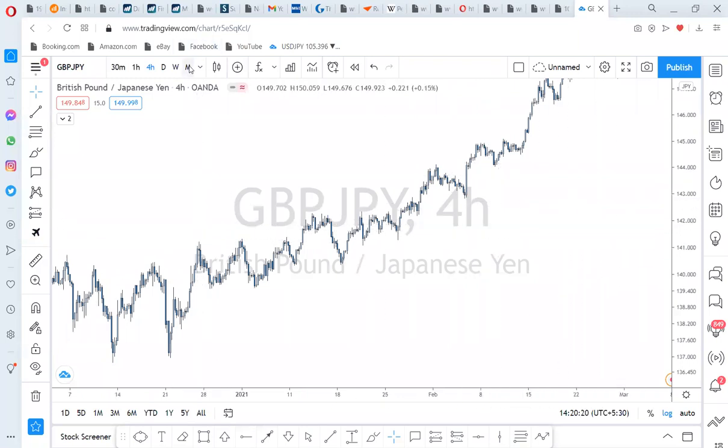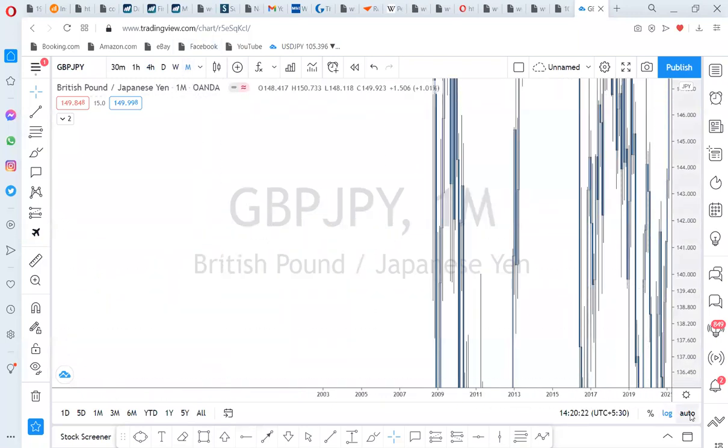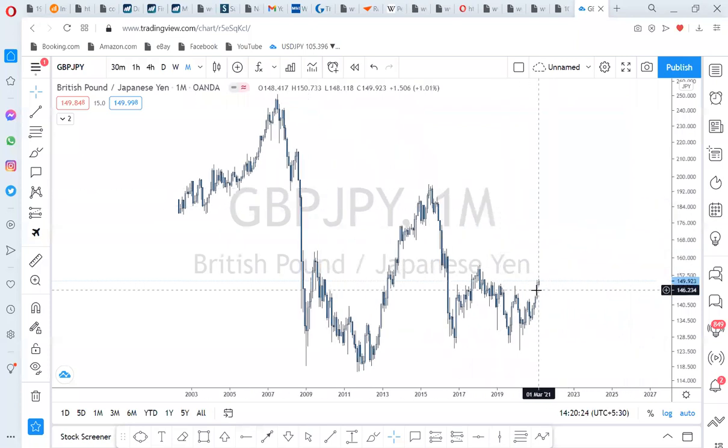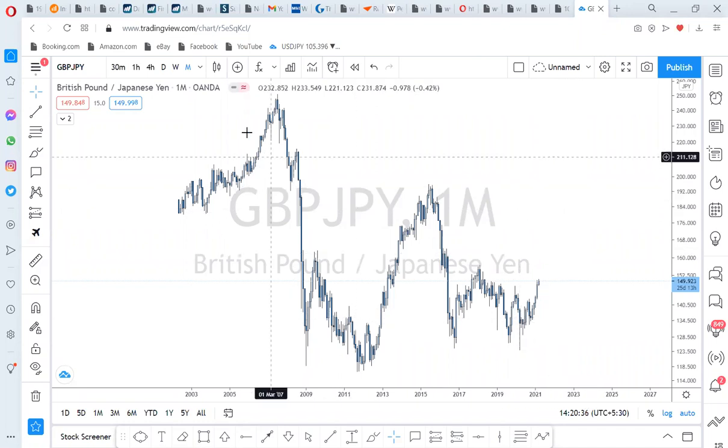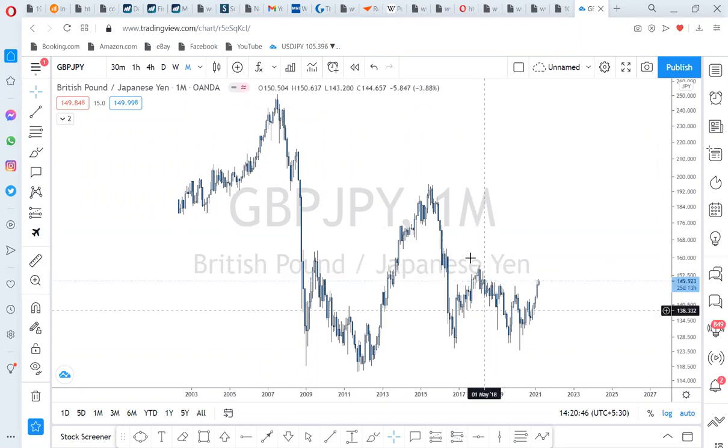Okay, so this is pound yen, and from the monthly we can see the market is really bearish on the monthly time frame. That being said, we are not position traders and we are not trying to take entries on the monthly time frame. We just want to see the direction and the true nature of this market.